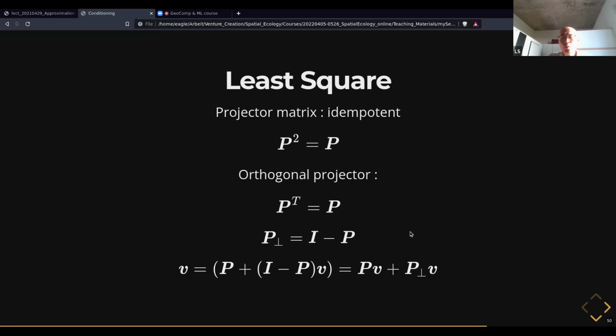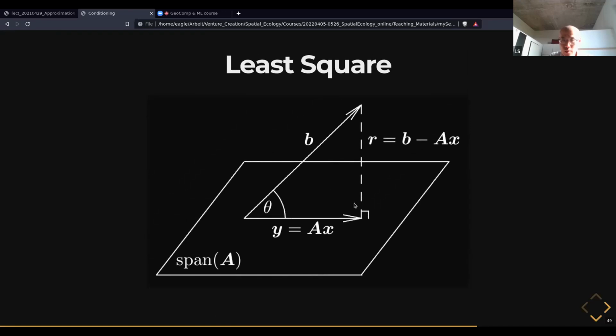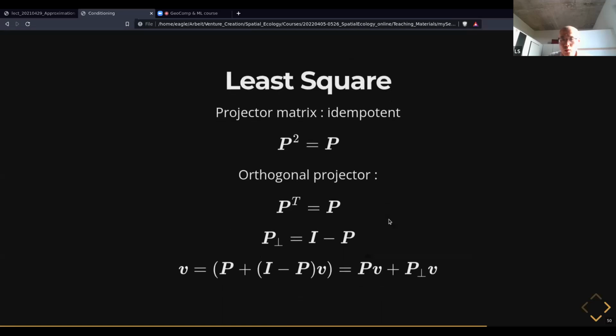In order to do this, you can show a projection. I'm showing here it's pretty much a projection, right? I have a vector here, I make a projection on this plane. And to construct this, we have to introduce the concept of a projector matrix. This matrix has some amazing properties. The most interesting one is that repeated projection is still itself. If it's orthogonal, the transpose is equal to itself.